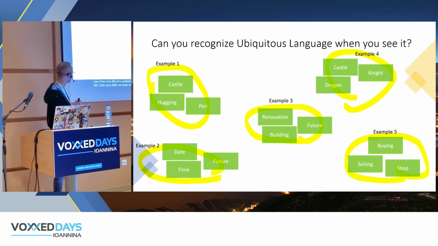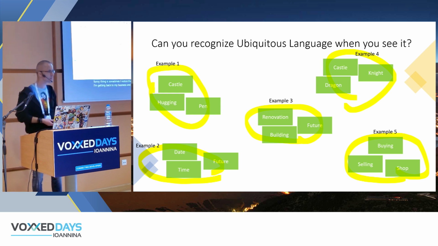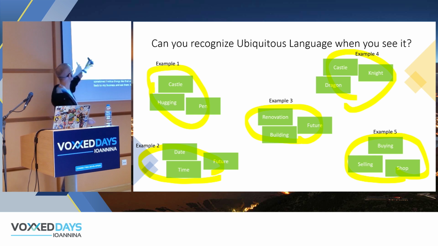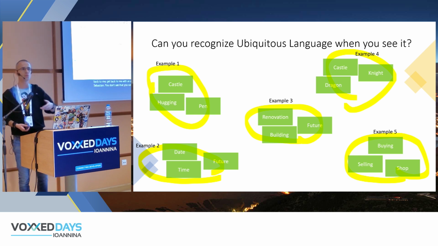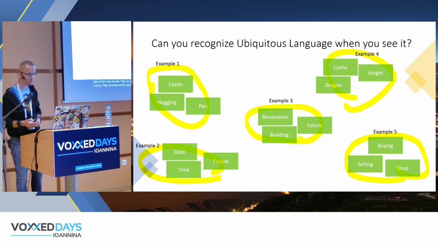And the funny thing is, sometimes I notice things like that, and I get back to my business, my digital stakeholder, and ask them, do you really think it can work? And they get back to me with an answer. Yes, Sebastian, you don't see that you can go to the castle, hug someone, and write a poem about that using the pen. They can get back with such a story. They can show me the consistency within those boundaries. But the cool thing is, you notice the lack of it. It's not obvious how it works together. Thank you very much for the support.